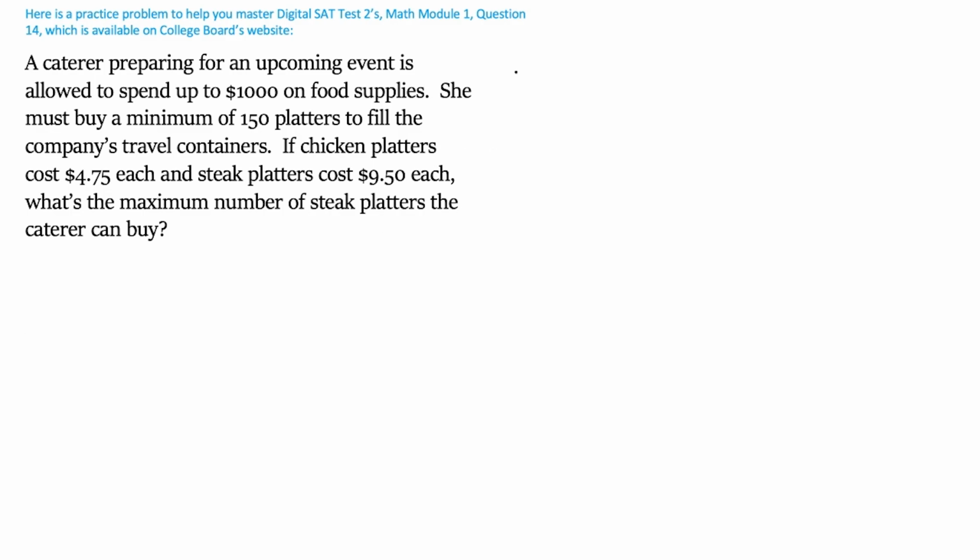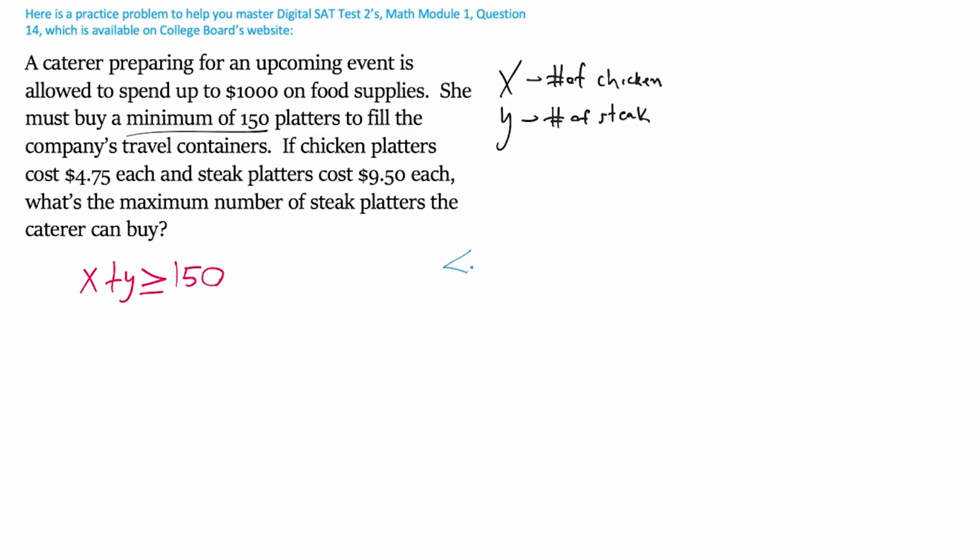So if we just go ahead and say X is the number of chicken platters and Y is the number of steak platters, the question says the total number of platters has to be a minimum of 150. So X plus Y, it can be greater than 150 or equal to 150. It's a minimum of 150. And the total amount of money has to be up to 1,000. So it has to be less than 1,000 or equal to 1,000. And that is composed of our price times quantity statements.